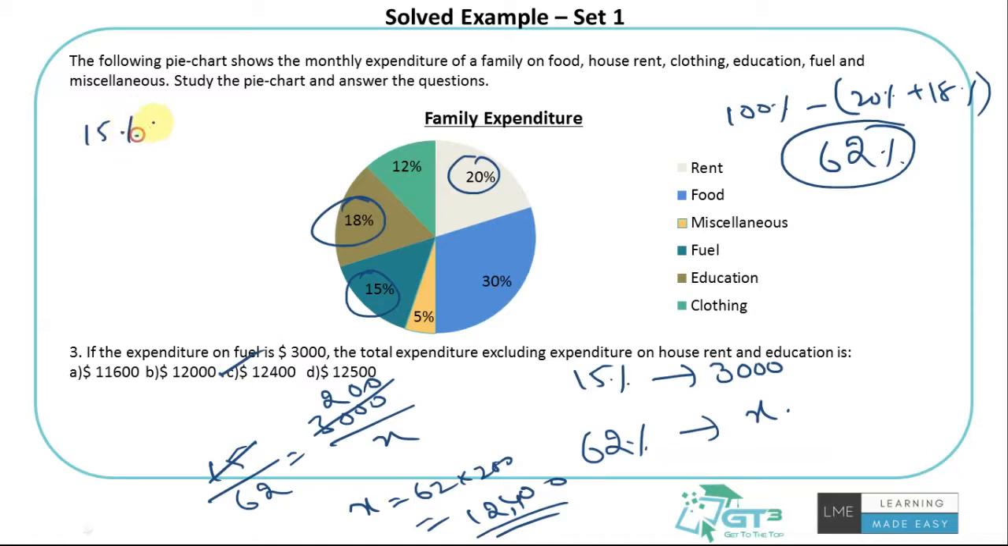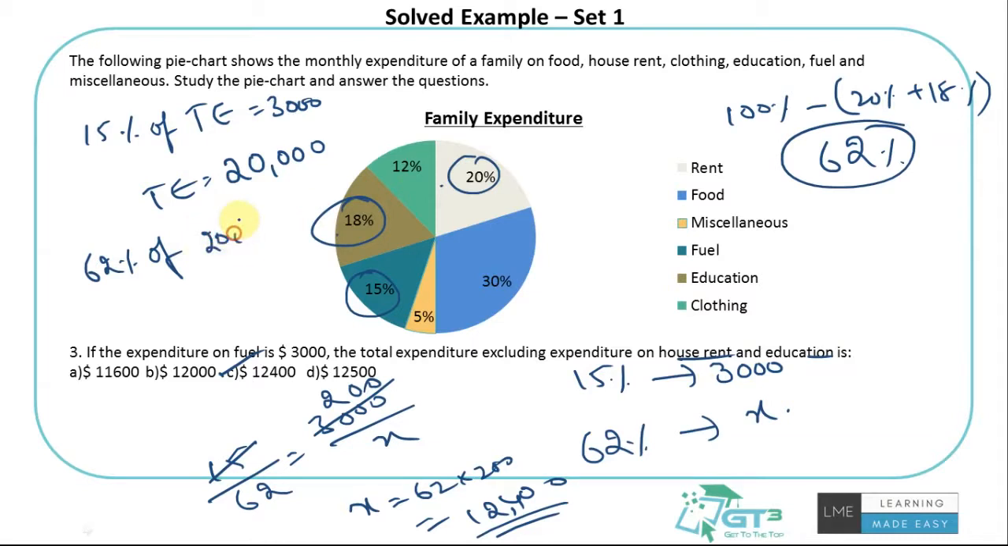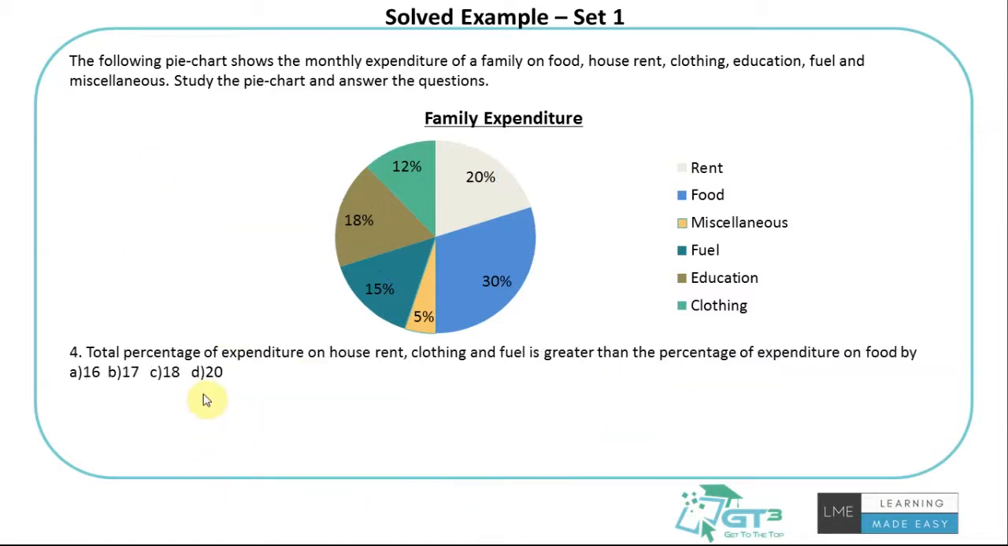Again, as I did earlier, you can do this. If I know 15% of total expenditure is 3000, so total expenditure must be 15 by 100 into total expenditure is 3000. So that gives me total expenditure as 20,000. Once I know it, I just need to do 62% is the total excluding the house rent and education. 100 minus 20 plus 18, 38%. So 62% of 20,000 gives me 12400. This also gives me the same answer, but this will be the faster and efficient manner.